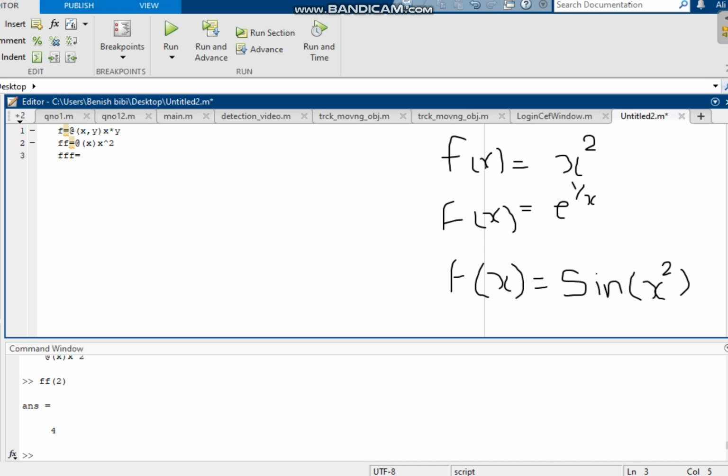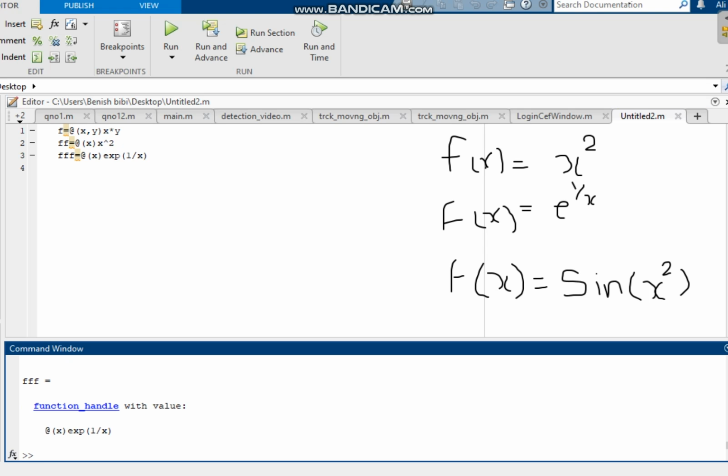The third one is equal to at x. Now, the exponential function. What do we use for the exponential function? If you don't know, you can see our previous tutorial, where we wrote some exponential functions too. So let's take a look here. Exp is what we use for the exponential function, and we write the power in brackets. This is only for the exponential function. The power we have is 1 by x. So this is the third function.